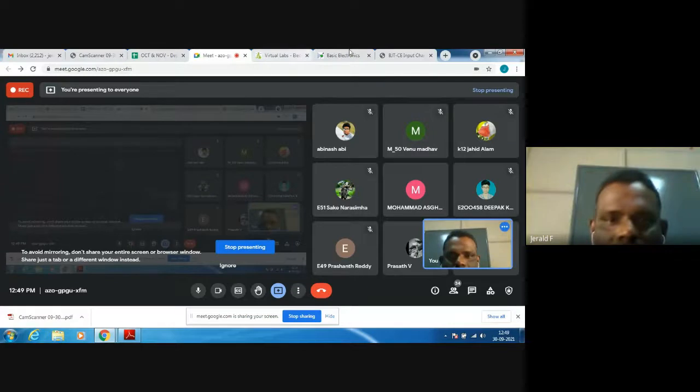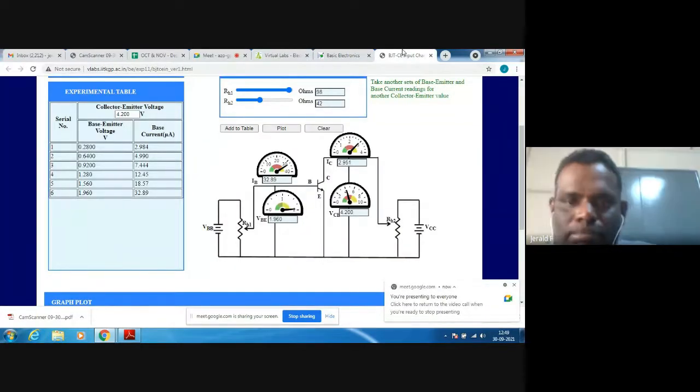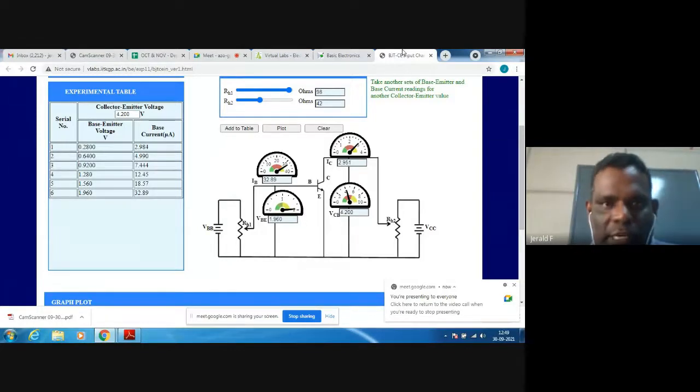Okay. So these are from the common base configurations, and the same thing applies, whatever it is. Any doubt from your side?